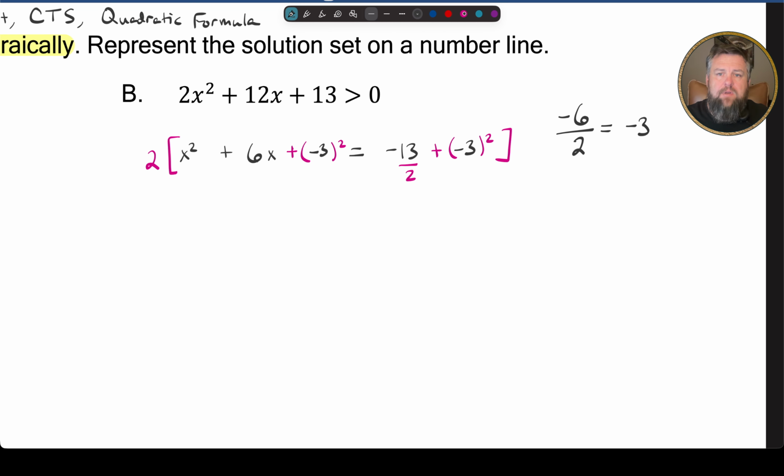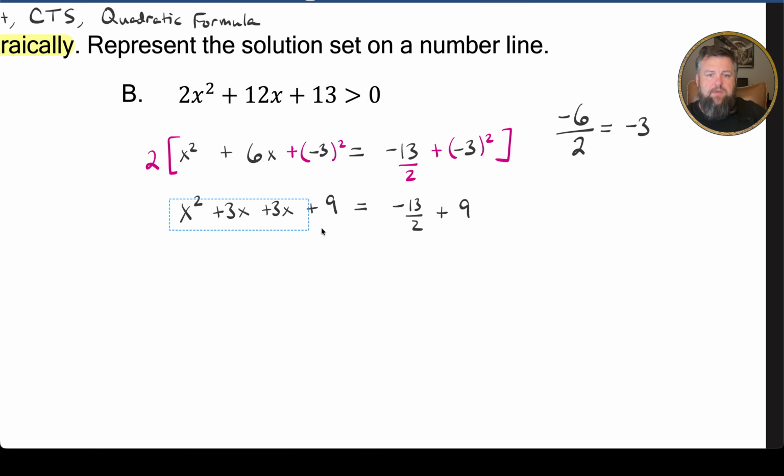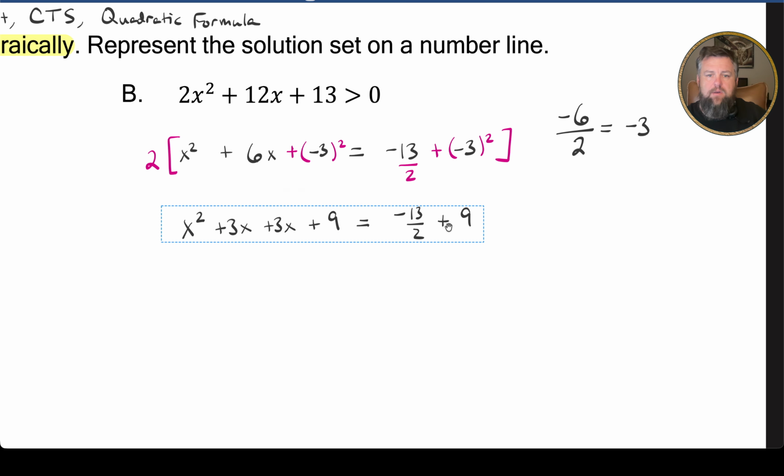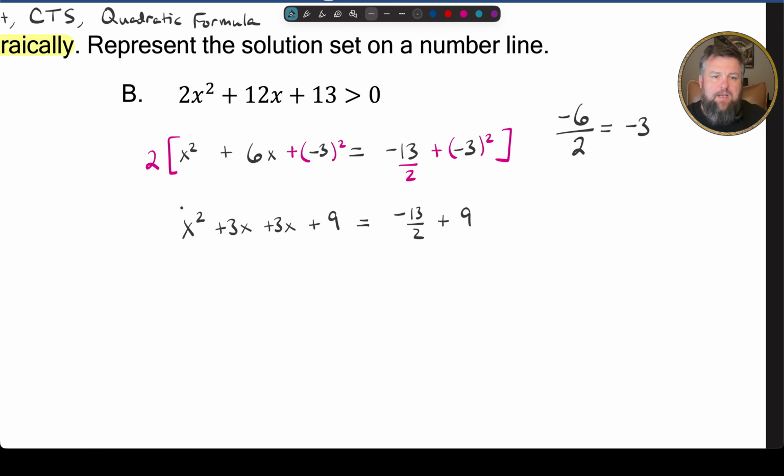Okay, so now, for the sake of clarity, we're going to go ahead and just rewrite this piece, even though we've done it plenty of times. We should know the tricks through the rest of it now. So we're going to say plus 3x plus 3x plus 9 equals negative 13 halves plus 9. Let me move this down here so it's a little easier to read. All of that is still within the brackets here.